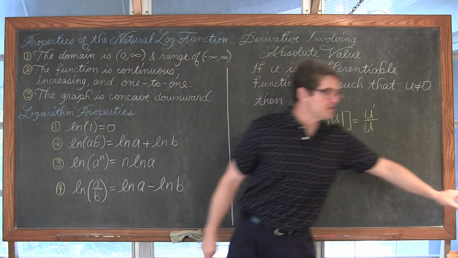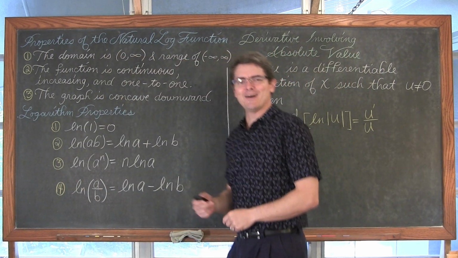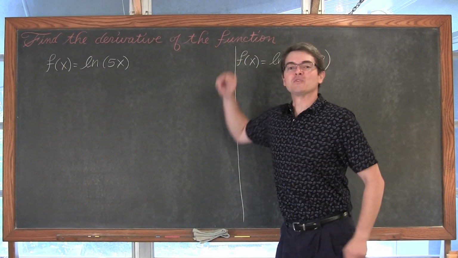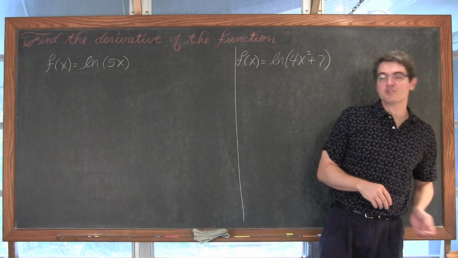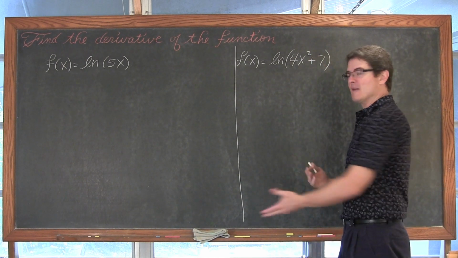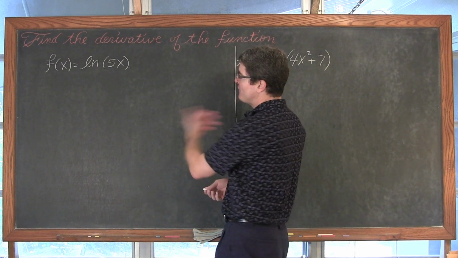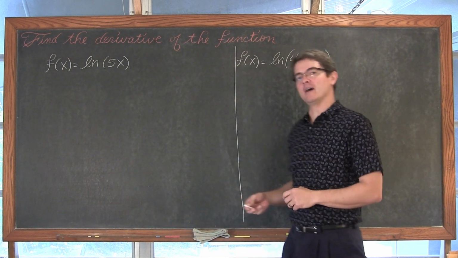Alright, we've got lots of examples, let's get to those right now! Find the derivative of the function. So we're going to do 8 examples and start off, of course, easy and go to harder as we go through. And we have f of x is equal to the natural log of 5x.